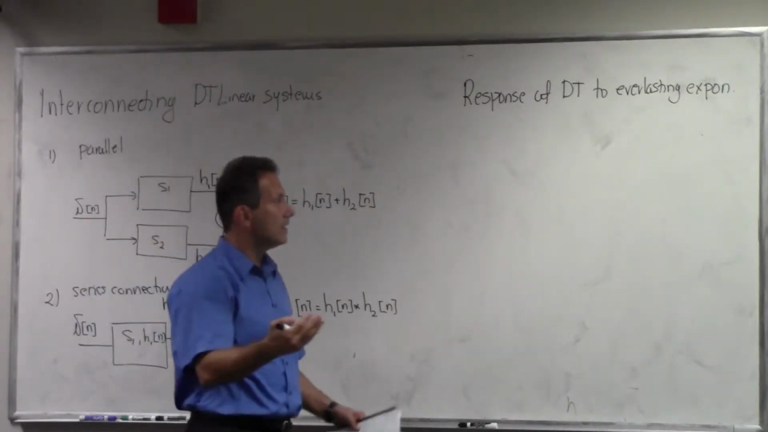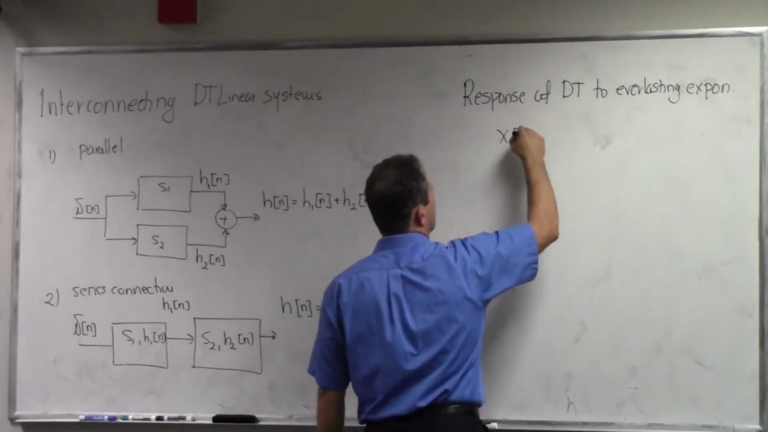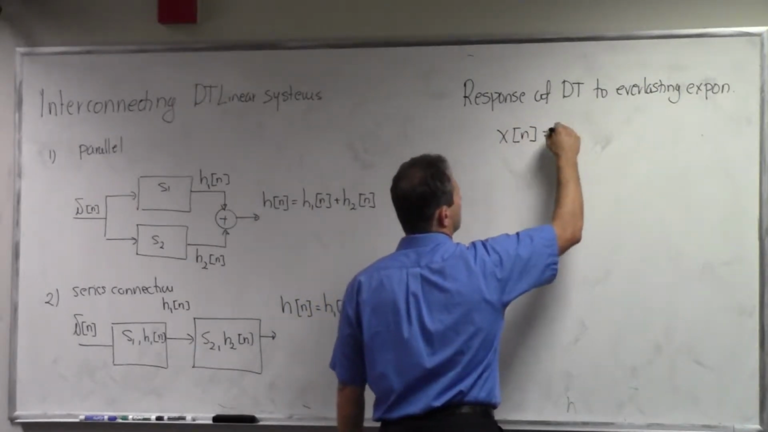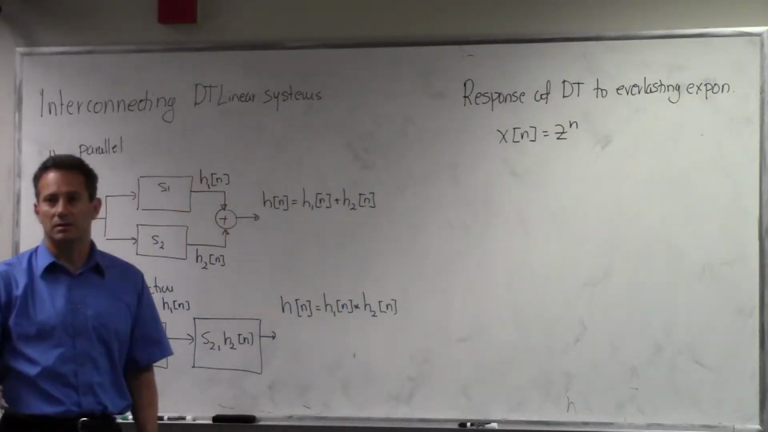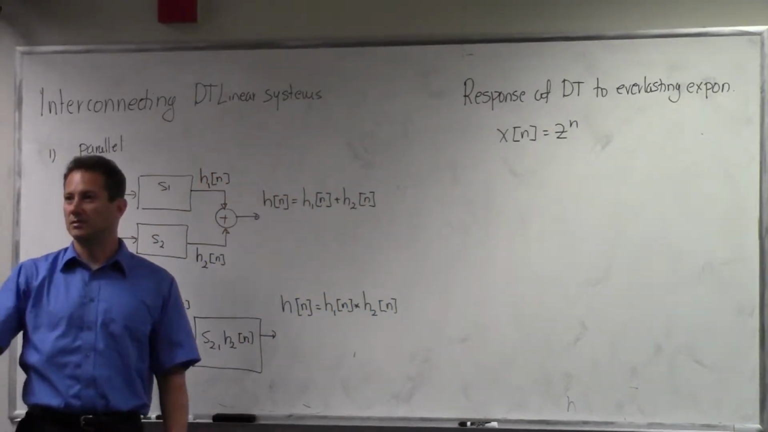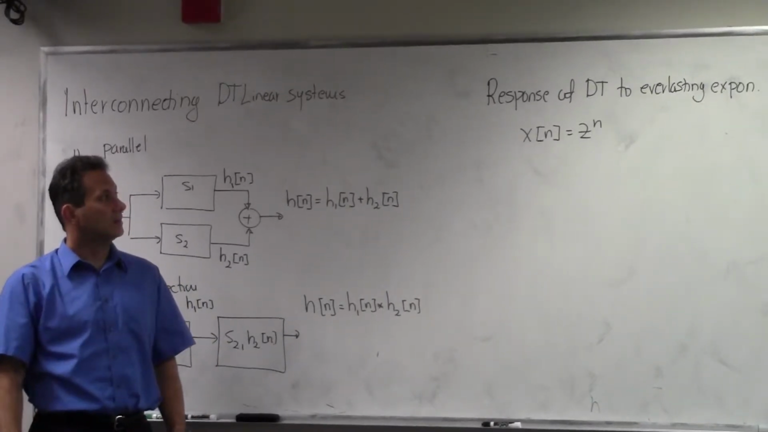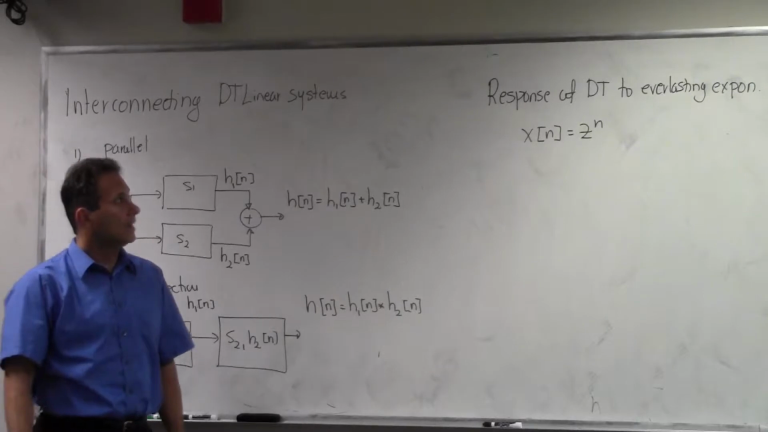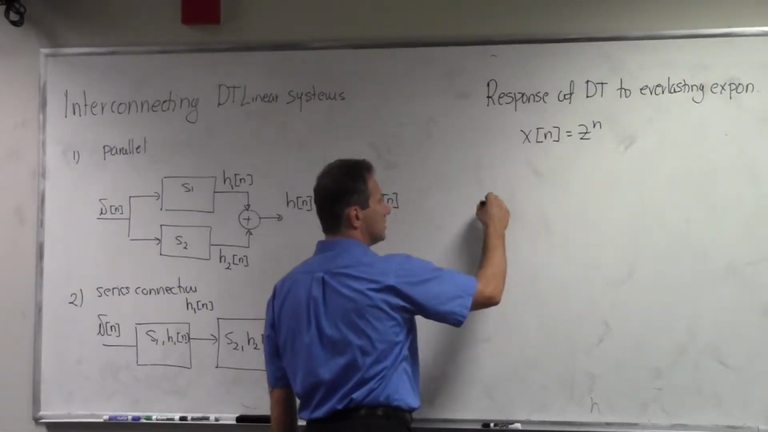Similar to that, we have here a function, x of n, that is z to the n, which is a generalization of the exponential function. This z in a special case can be e, right? But in discrete systems, z can be any number, complex or real. And let's take a look at what happens when I feed this input to a discrete time system.